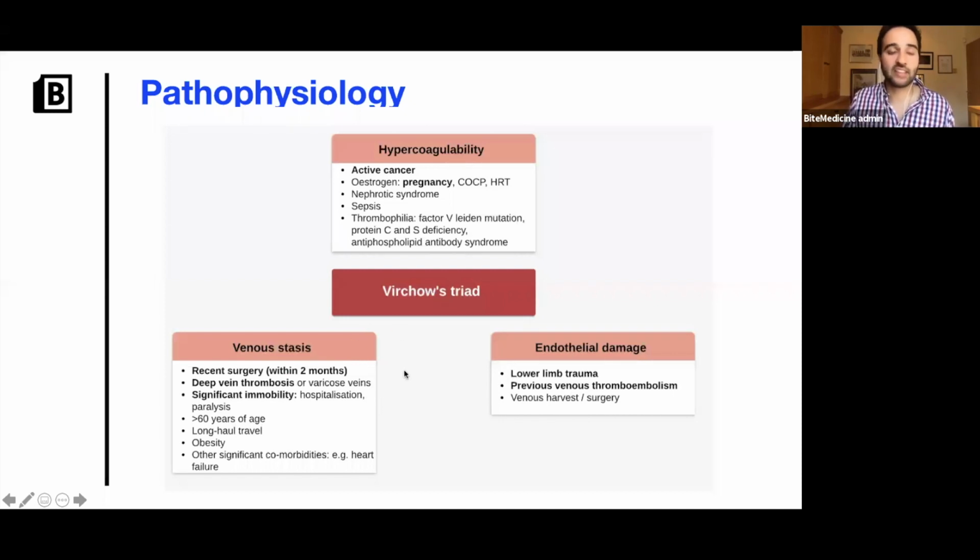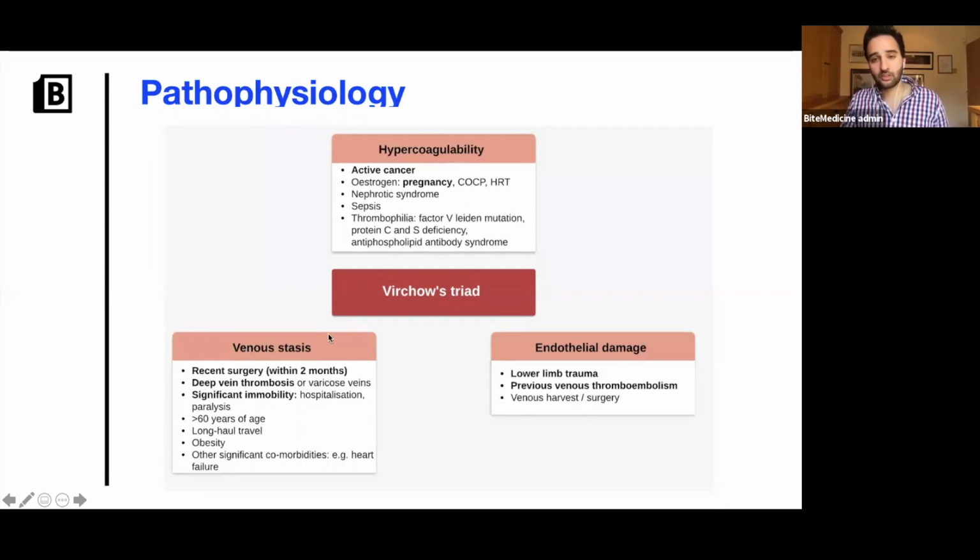And then venous stasis. NICE, like I said, says recent surgery within 2 months. The Wells score says 1 month. So that's an important thing to differentiate. The Wells score is your scoring criteria to determine the likelihood of a pulmonary embolism. So NICE say recent surgery within 2 months. Wells score says recent surgery within 1 month. Deep vein thrombosis, obviously the presence of a deep vein thrombosis is a major risk factor. And then significant immobility as well, along with your other minor risk factors in addition.